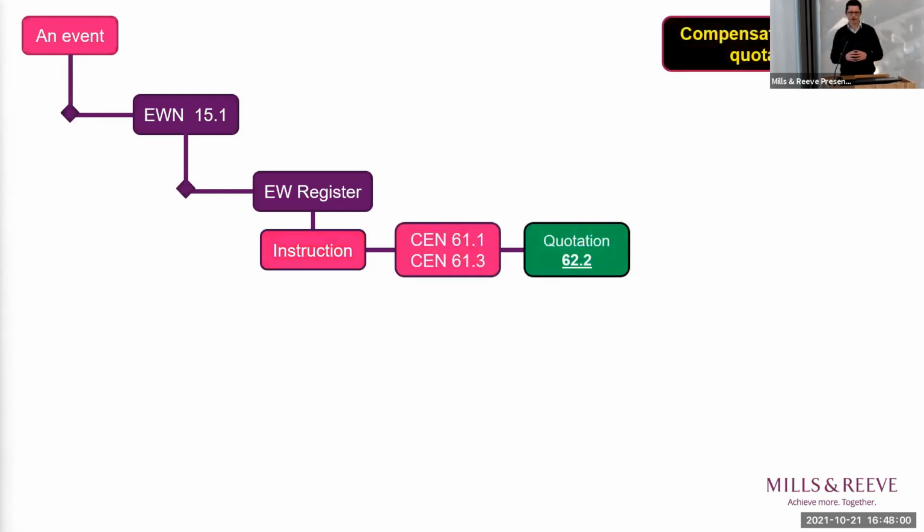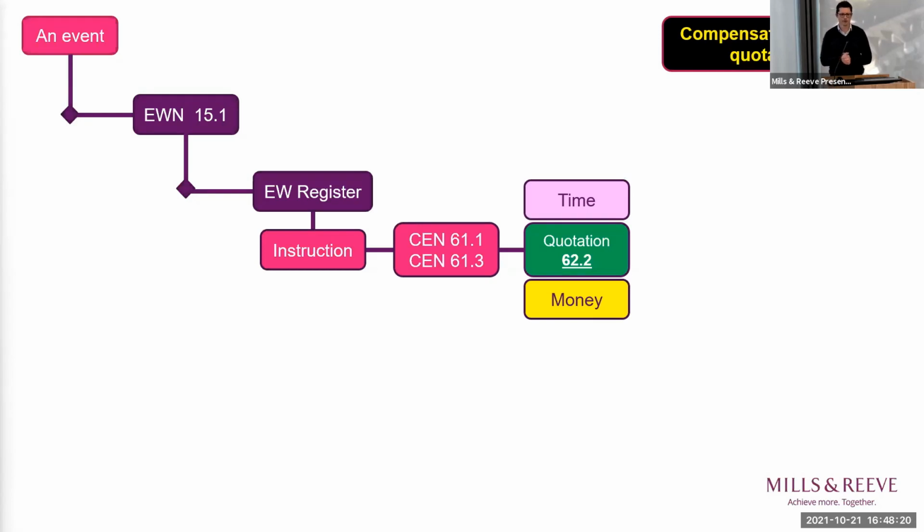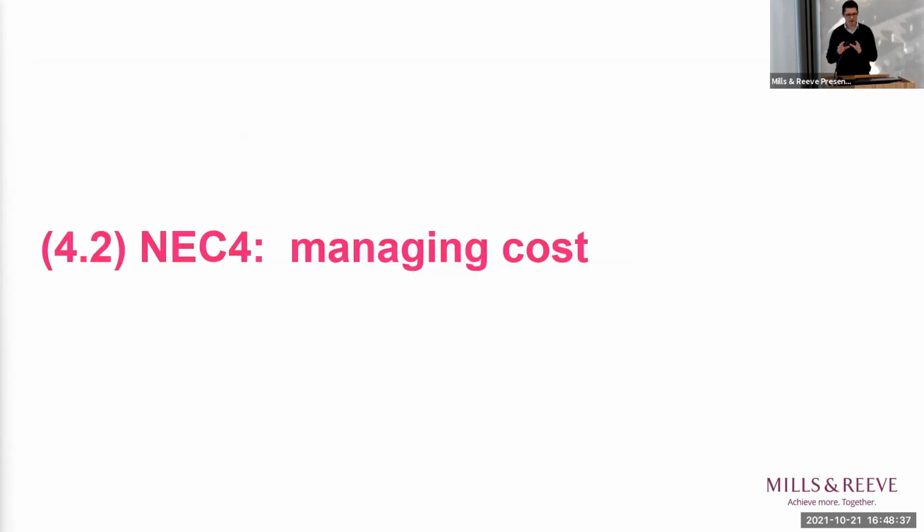If we then assume that the project manager accepts that the event set out within a notice is in fact a compensation event, you move into the quotation element of clause 60, and that starts with clause 62.2. And under clause 62.2, the contractor, as Lena has referenced earlier, is entitled to recover time and money for each of those 21 events set out within the ECC. And I'll move on to look at how cost is dealt with under that quotation regime.